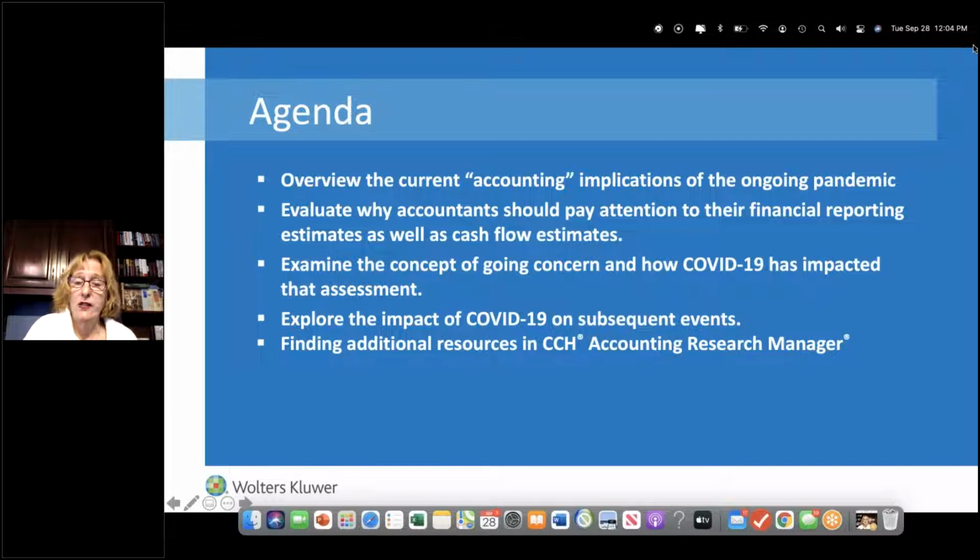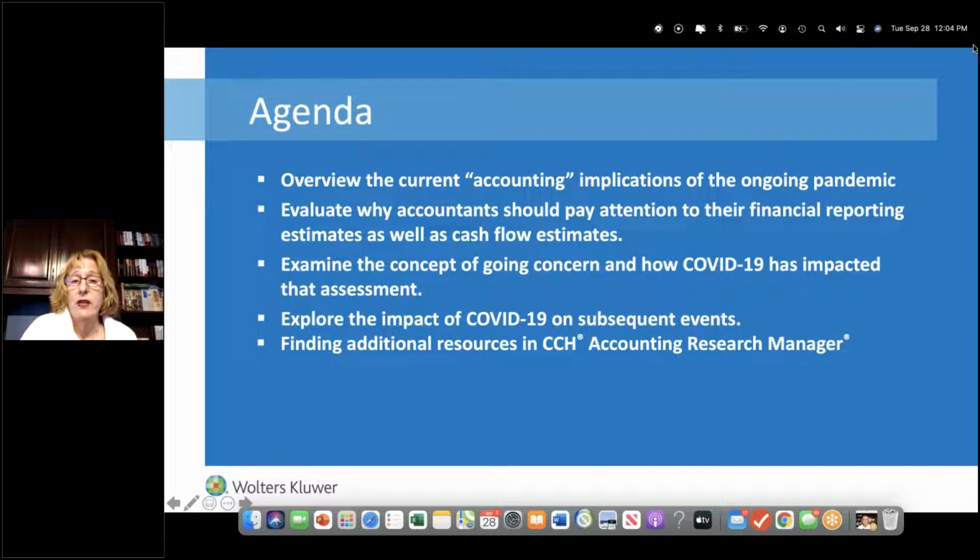We learned in college cash was king. Well, if you don't have cash, you can't run your business. But a lot of times we have to do best estimates when we're working with our forecasts and things like that. And so I'm going to give you some insight into what at least the SEC and the AICPA and some other regulatory bodies have said, things you should consider when approaching those types of topics.